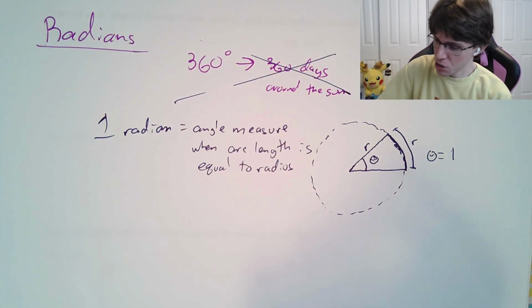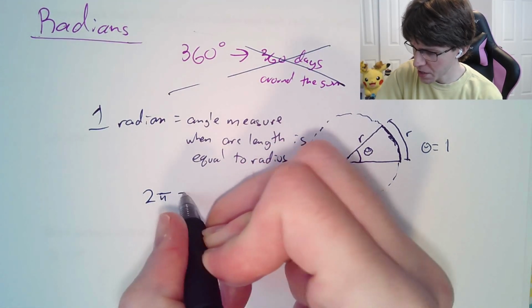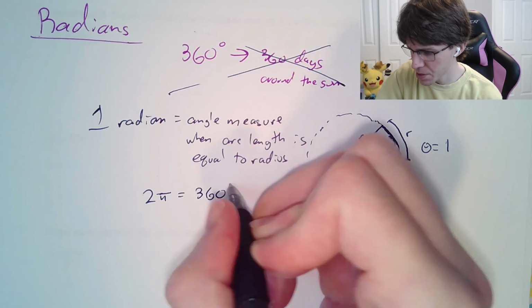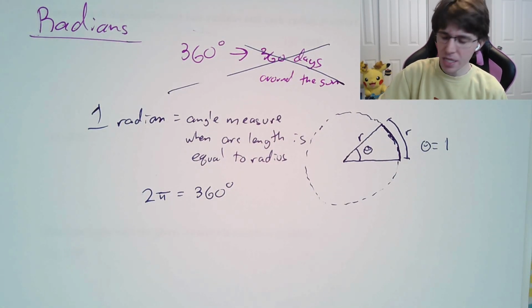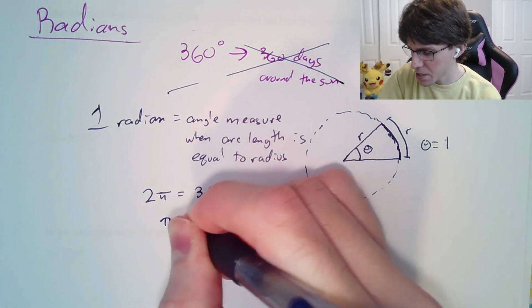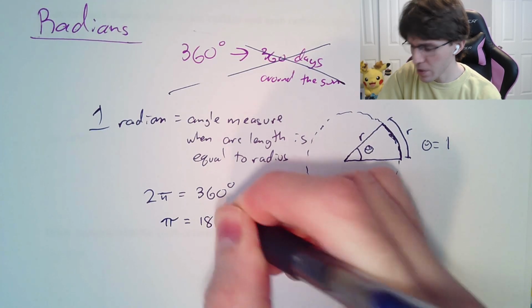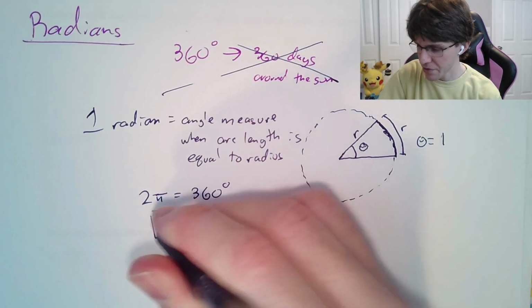And what that leads us to is that because 2 pi is a full circle, we would say that 2 pi radians is equal to 360 degrees. But if you notice, I didn't even write rad. That's because radians are unitless. That will matter more in a physics class. But if I were to divide both sides of the equation by 2, we're going to get pi is equal to 180 degrees. And we're going to be using this quite a bit.